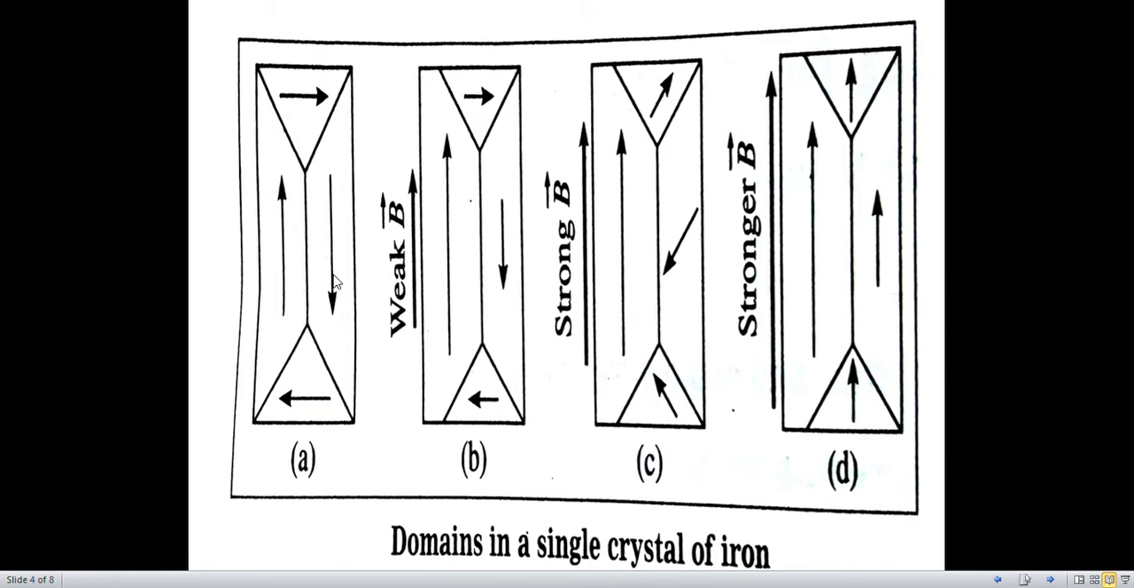This was earlier when there was no magnetic field, and this is the direction on application of a strong magnetic field. By further increasing the magnetic field, it is clearly evident from the figure that domains have magnetization which are parallel to the direction of the external applied field. All the domains have set in such a way that magnetization is in the direction of the external applied field.